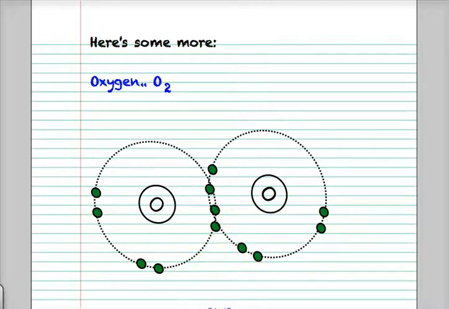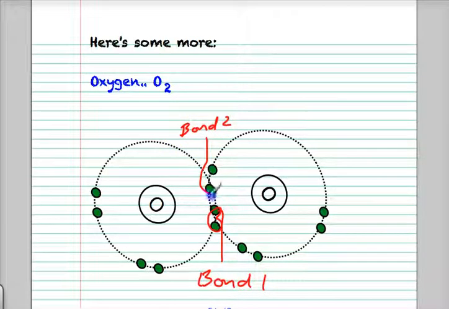So here we have bond 1 down here. Bond 1. These electrons here overlapping, forming bond 1, and this could be bond 2 up here. These 2 electrons here forming bond 2.